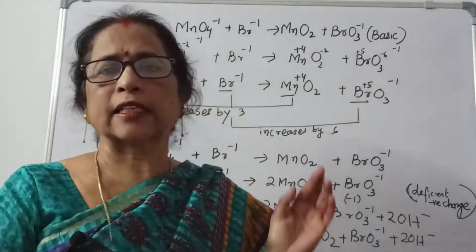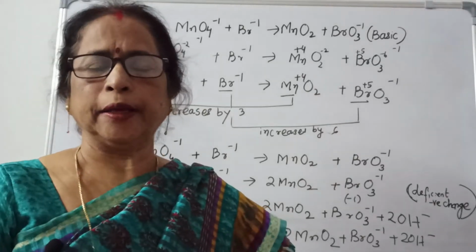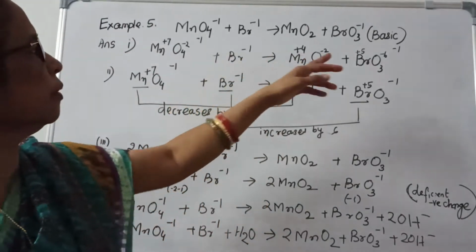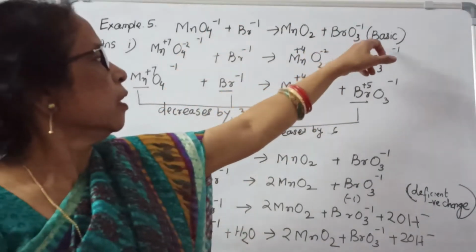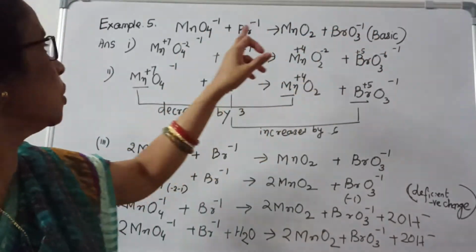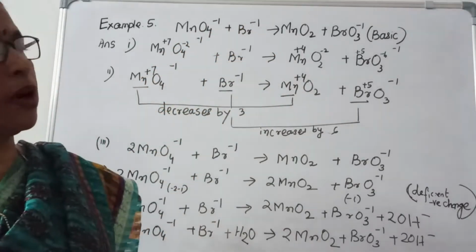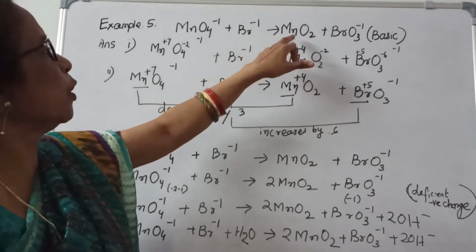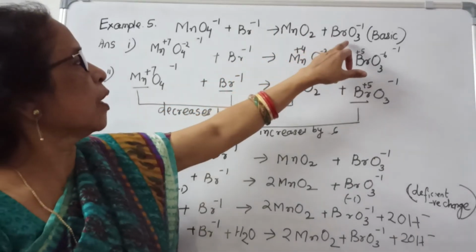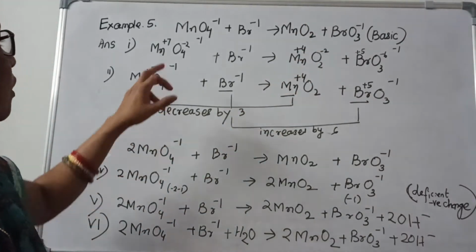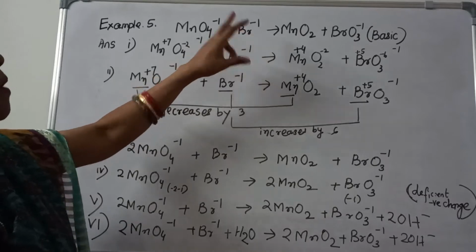Now it is example 5. In example 5 you can observe it is written basic medium. Then what is the question? MnO4 minus 1, Br minus 1, giving MnO2, manganese dioxide, and BrO3 minus 1. Again you see MnO4 minus, permanganate, and Br minus.